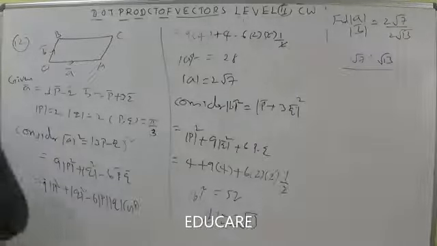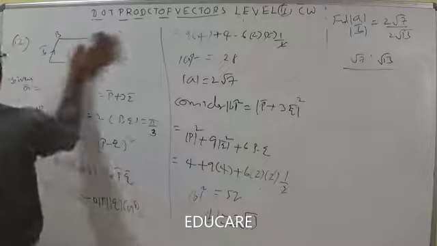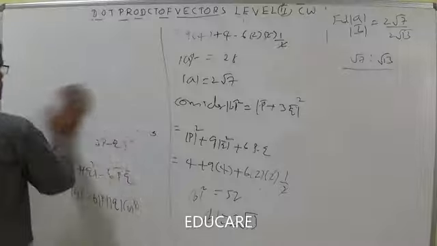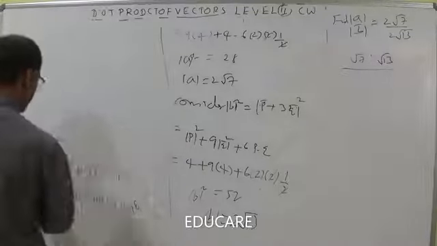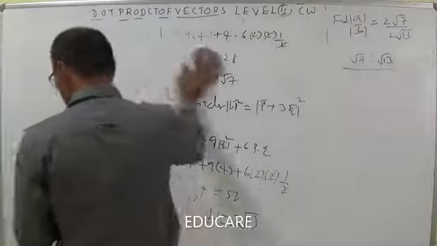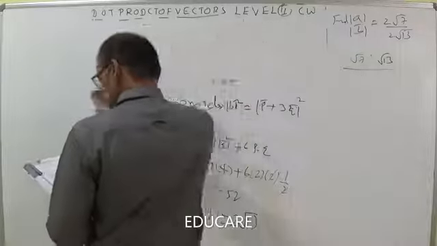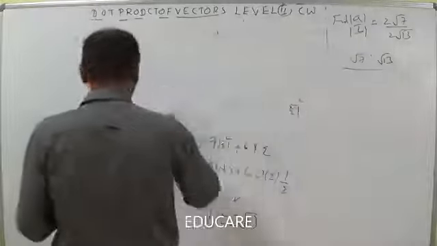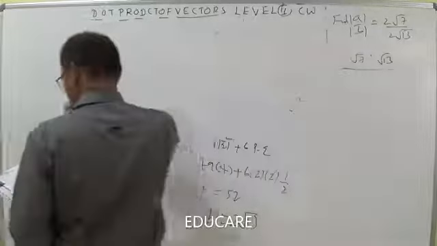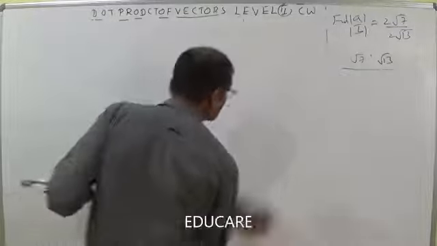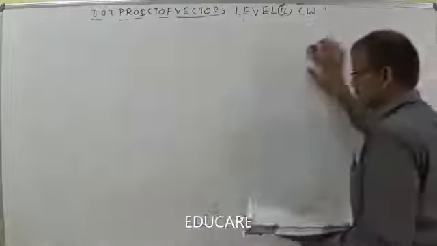Next one, 13th question. Using the parallelogram property, A bar is equal to 2m plus n, A bar, B bar are given. The angle between the unit vectors m comma n is 60 degrees. Using the parallelogram property, we should calculate the value of the sides.